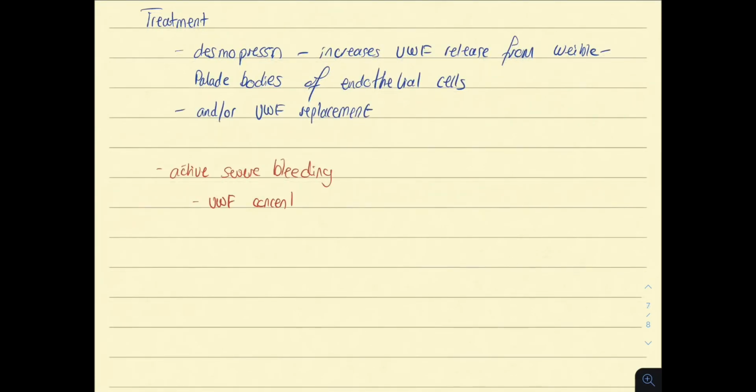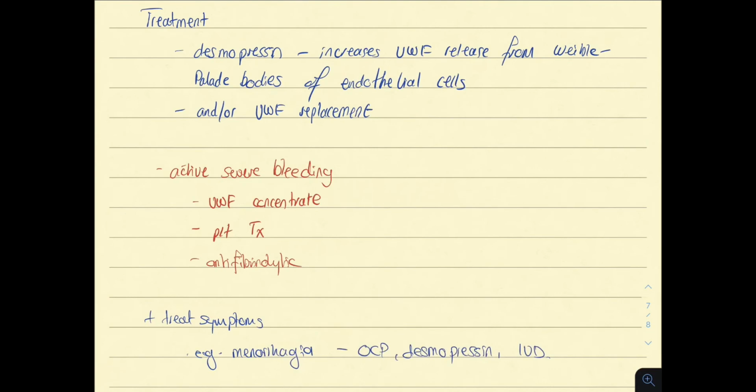In active severe bleeding, you would transfuse von Willebrand concentrate, consider platelet transfusion, and consider use of antifibrinolytics. You should also treat specific symptoms, for example, treating menorrhagia with the use of oral contraceptive pills, desmopressin, or an intrauterine device. The mainstay treatment for von Willebrand disease is the replacement of von Willebrand factor.